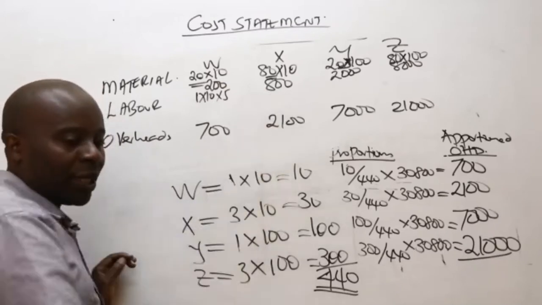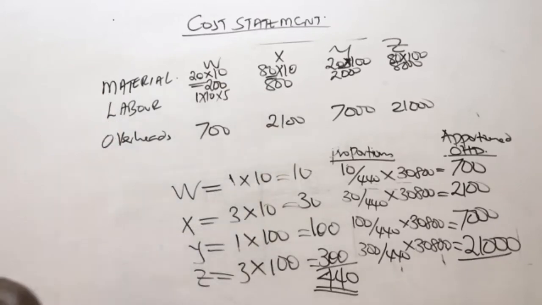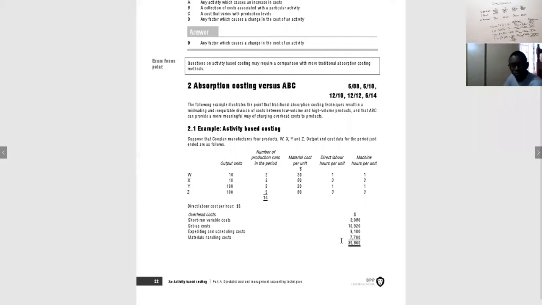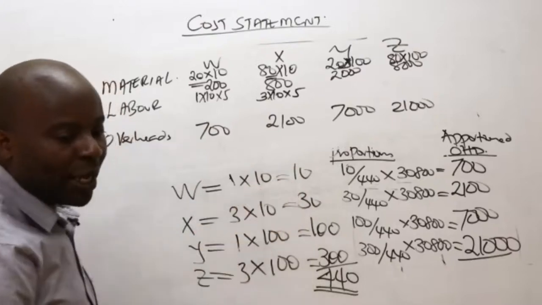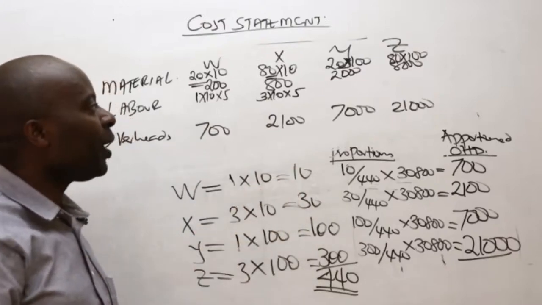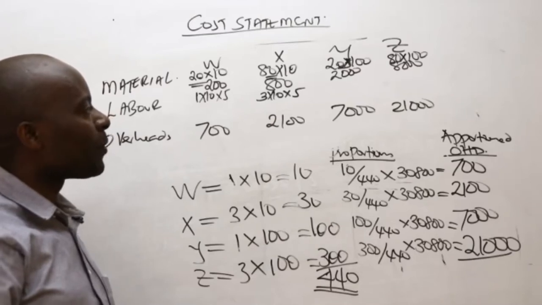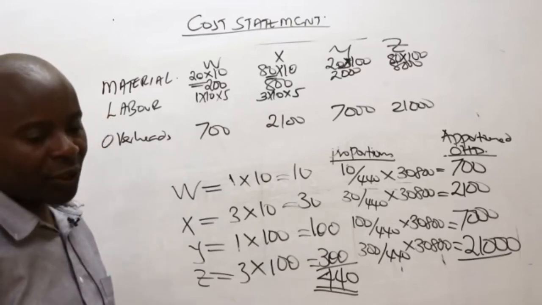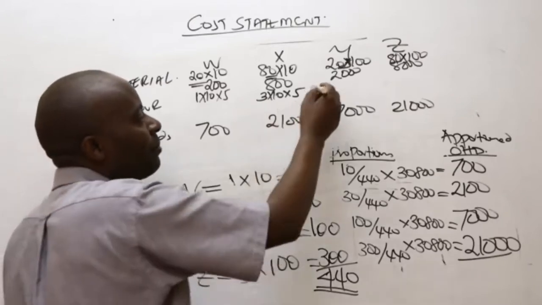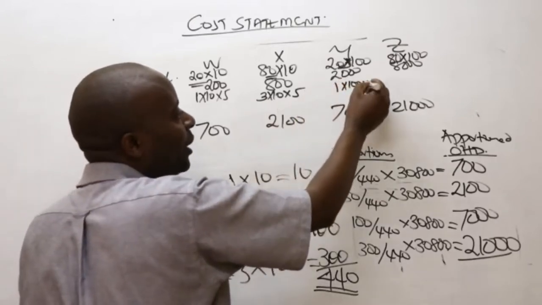When you go to X, what we have there under X, ladies and gentlemen? I can see the labor hours are 3. So 3 per unit times number of units, which are 10. So we have here 3 times 10 times 5, the cost per hour. We have Y. Under labor, I should take 1 times 100 times 5.